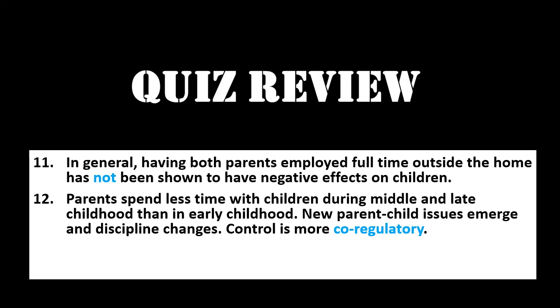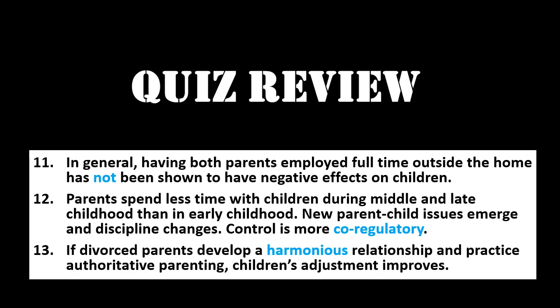Parents spend less time with children during middle and late childhood than in early childhood. New parent-child issues start to emerge as the kids are now going to school. Discipline changes. Control becomes more co-regulatory, meaning the child is maybe not completely self-regulatory, but also not completely dependent. They're starting to take some control over themselves in all kinds of ways, maybe calming themselves, maybe behaviorally, like actually getting dressed and having breakfast and all that kind of stuff. If divorced parents develop a harmonious relationship and practice authoritative parenting, children's adjustment improves.